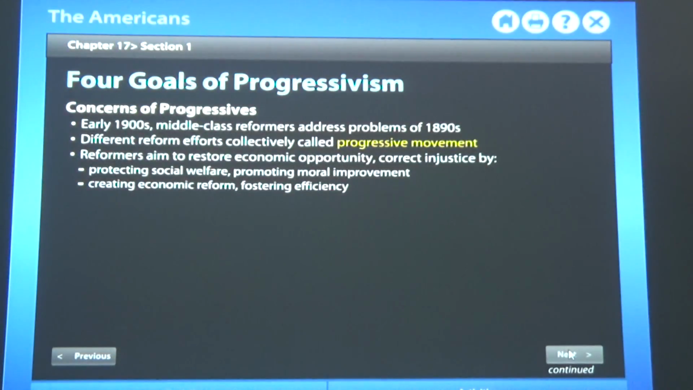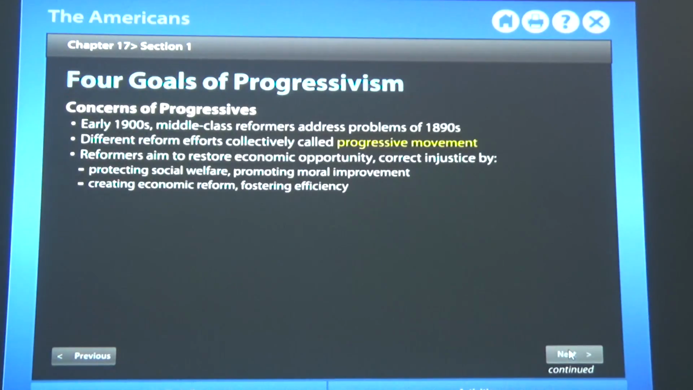Now, the concerns of progressives come out of what was called the Gilded Age, and a lot of industrialization taking place in this country, and the idea of economic inequality taking place as well. So the progressive movement was middle-class reformers, people who had some time and money on their hands to deal with the problems of the 1890s as the turn of the century comes ahead.